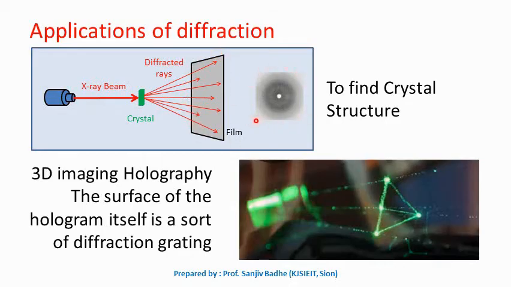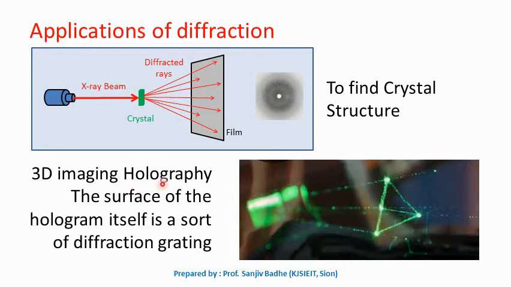So this is how the diffraction pattern will look. By analyzing this diffraction pattern, the positions of maxima and minima, we can find out the nature of the structure, what kind of structure is followed inside the crystal, that is, the atomic arrangement.